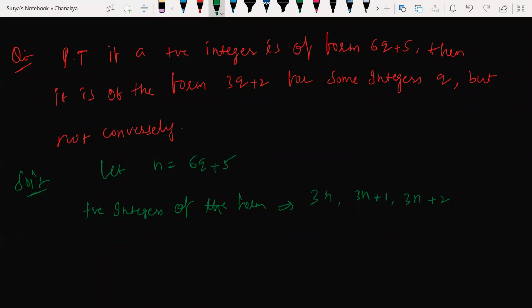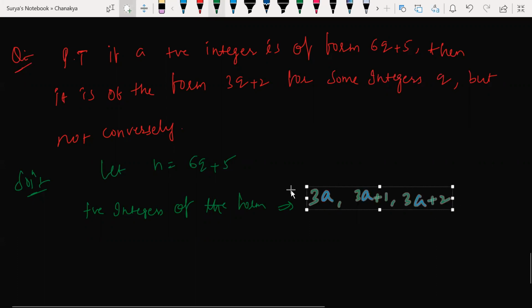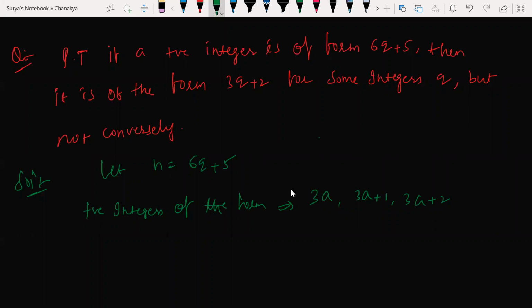What is q now? What is the q value? See here, it is looking like Euclid's division lemma or not? Or else you take another value over here. You take 3a, 3a plus 1, 3a plus 2. What is q now here? Here, q is equal to 3a or 3a plus 1 or 3a plus 2. It could be anything, right?